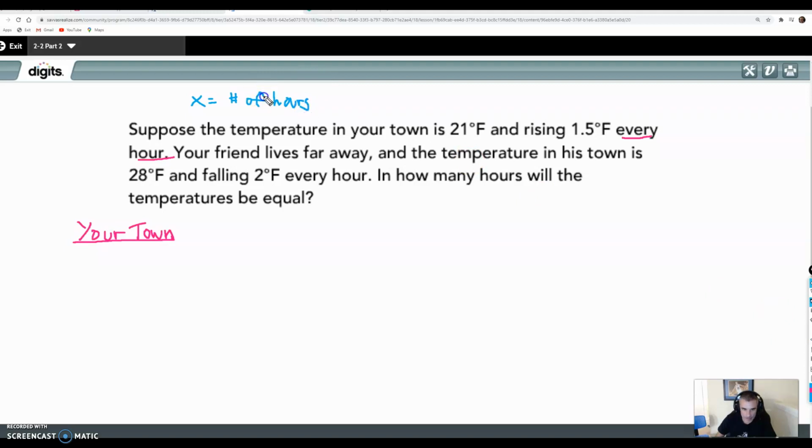Okay, and our equation would start off at 21. And then every hour that goes by, we're increasing by 1.5. So we're going to be adding 1.5 degrees every hour. This is actually what's called an expression. Notice there's no equal sign here. This is the expression for your town.